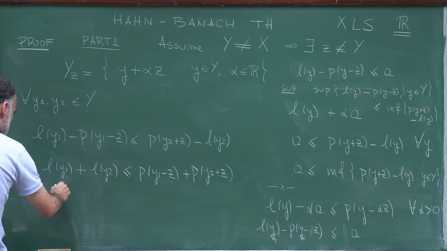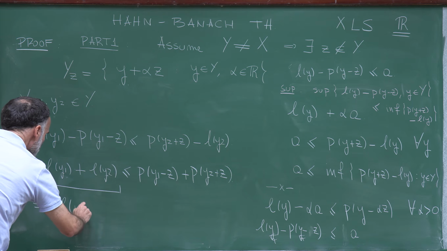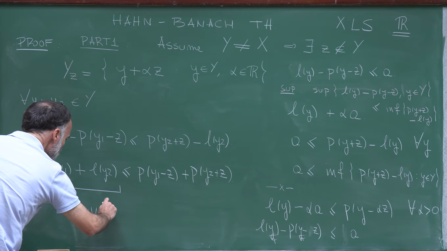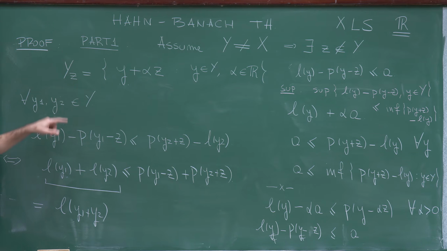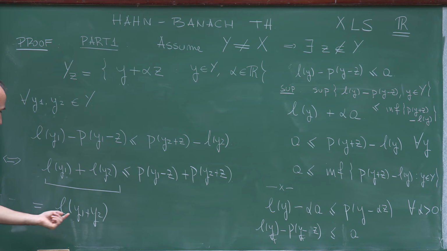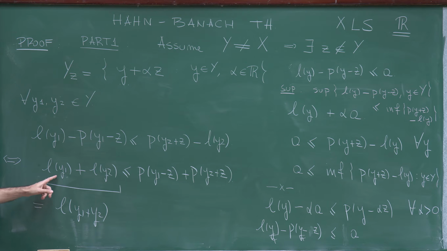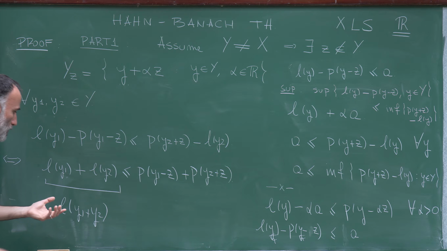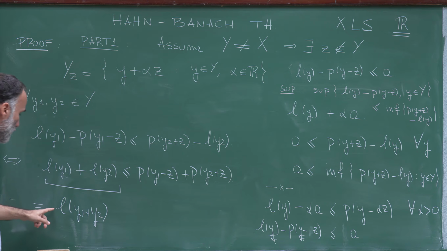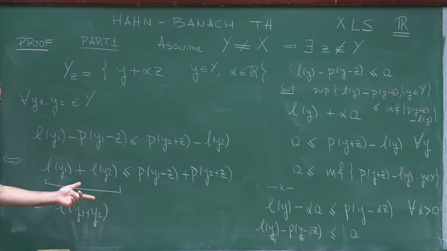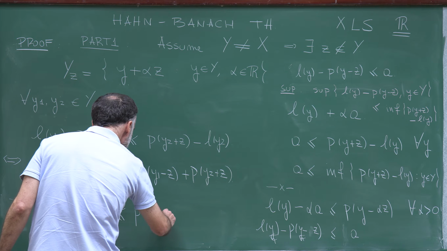Well, this expression is equal by linearity of L to L of y1 plus y2. Note that I have to be careful because L is not defined on Y plus z. L is not defined for z. So I cannot insert z here because I get a point in which L is not defined. But L is defined on Y, and y1 plus y2 belongs to Y, so L is well defined for that point. And now I can use the fact that L on Y is bounded by p. So by assumption, L is bounded by p of y1 plus y2.